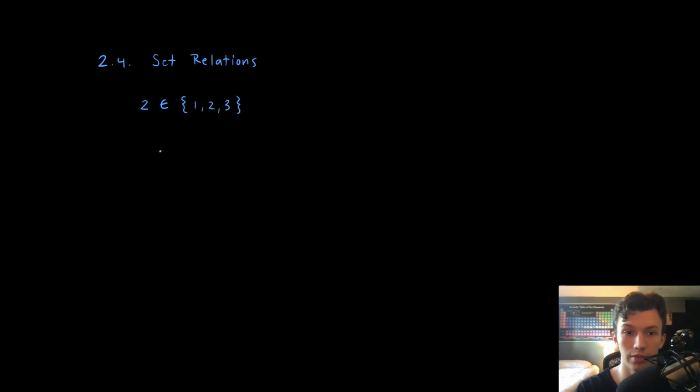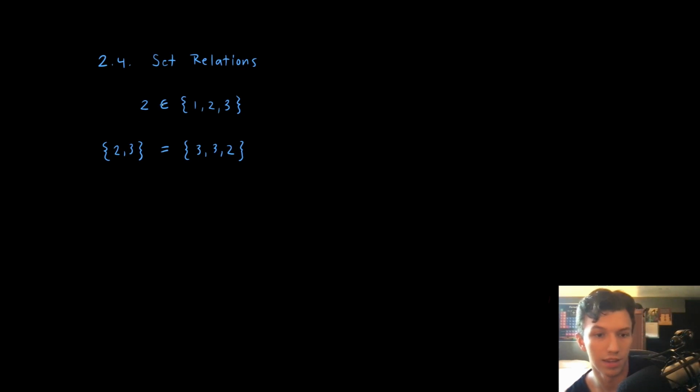The other one that we also talked about is equality. We said that two sets are equal if they have the same elements, and we said nothing about repetition or order. So, inclusion and equality.